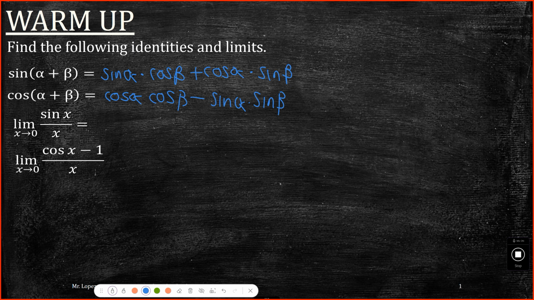So limit as x approaches 0 of sine x over x. That's chapter 1 or unit 1. And the limit as x approaches 0 of sine x over x is 1. Again, you just have to believe all this when we start with the proof that these are true. And then the limit as x approaches 0 of cosine x minus 1 over x is 0. Okay, so hopefully you believe that this is true. All this is okay. Let's go ahead and get started with the proof.